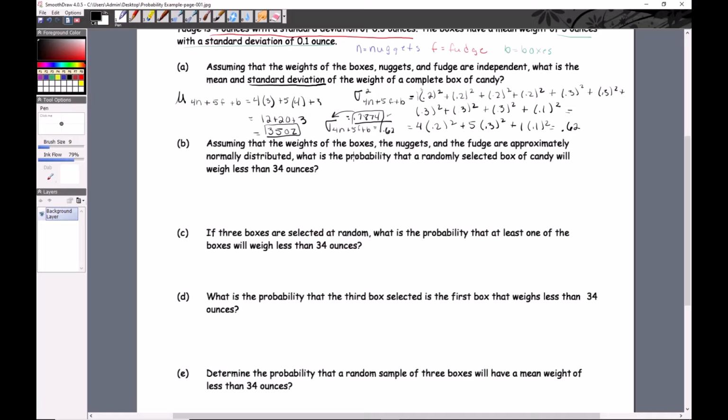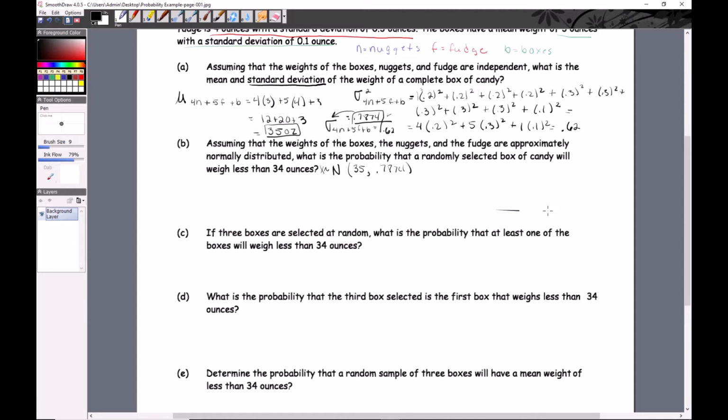So assuming that the weights of boxes, nuggets, and the fudge are approximately normally distributed, what is the probability that a randomly selected box made up of all of those components of candy will weigh less than 34 ounces? So we're told that X is approximately normal, and we have a mean here of 35 and a standard deviation of 0.7874.